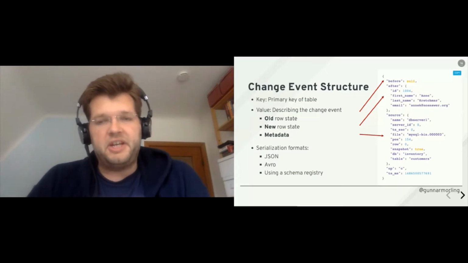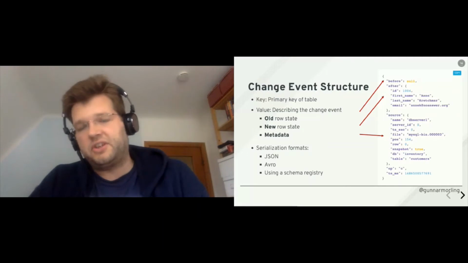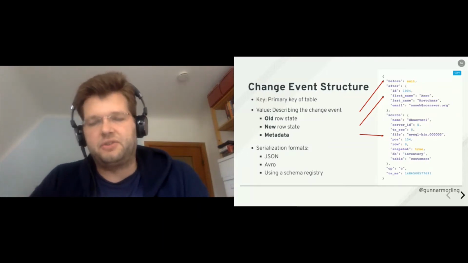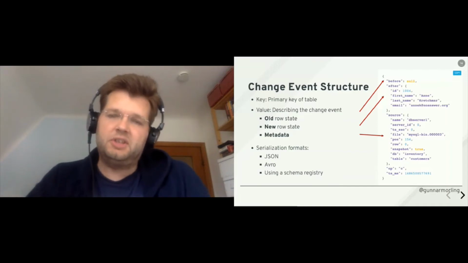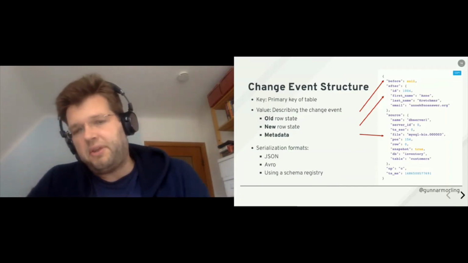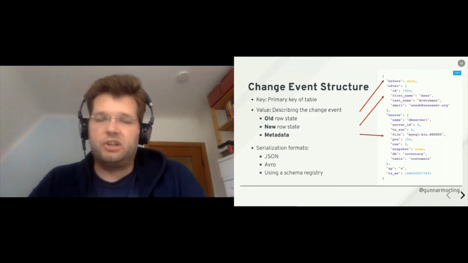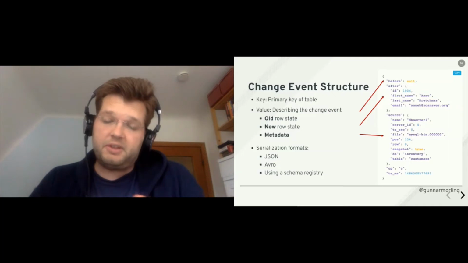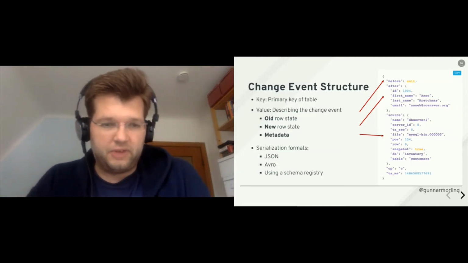Now for an insert, and that's what we see here, there wouldn't be a before state because there's just no previous row state. So we just have the after. For an update, we have both before and after, and for a delete, we would just have the before state. And in the source block, we have things like the database name, the table name, a timestamp, position and log file, maybe the query which was causing this change, and some more metadata. So that's very useful for consumers oftentimes.